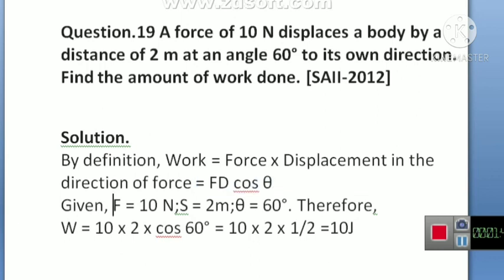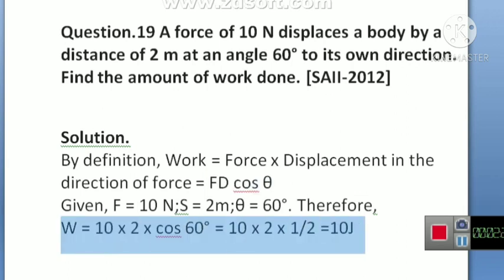Now the force which is given is 10 Newton, displacement is 2 meter, and theta is the angle, which is given as 60 degree. So what is the formula? W is equal to force into displacement into cos theta. By putting these values in this equation, we get the value of the work done as follows.